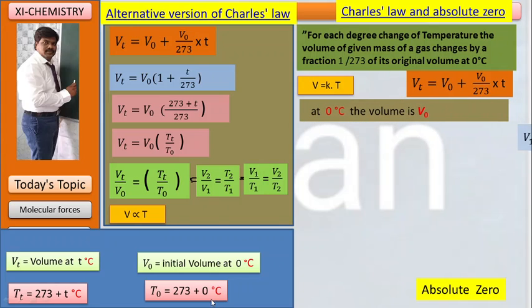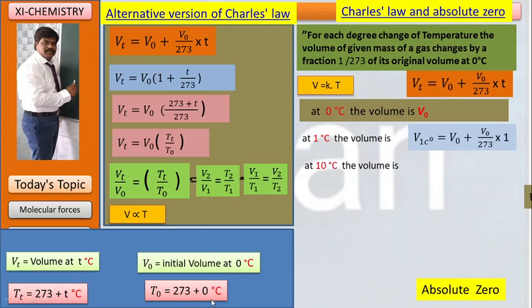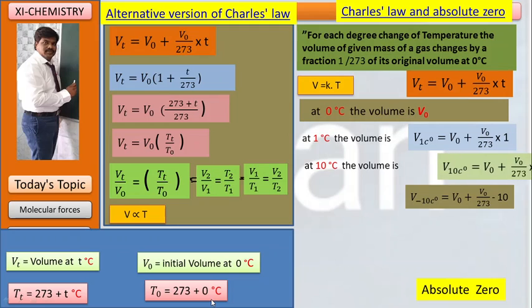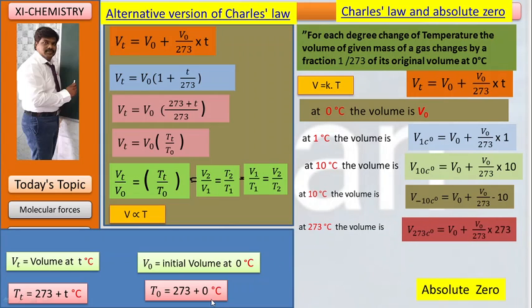So at 0 degree centigrade the volume becomes V0, and at 1 degree centigrade the volume becomes V0 plus V0 by 273 into 1. At 10 degree centigrade the volume becomes this much, and at minus 10 degree centigrade the volume becomes this. And at 273 degree centigrade the volume is doubled. At minus 273 degree centigrade the volume becomes 0.